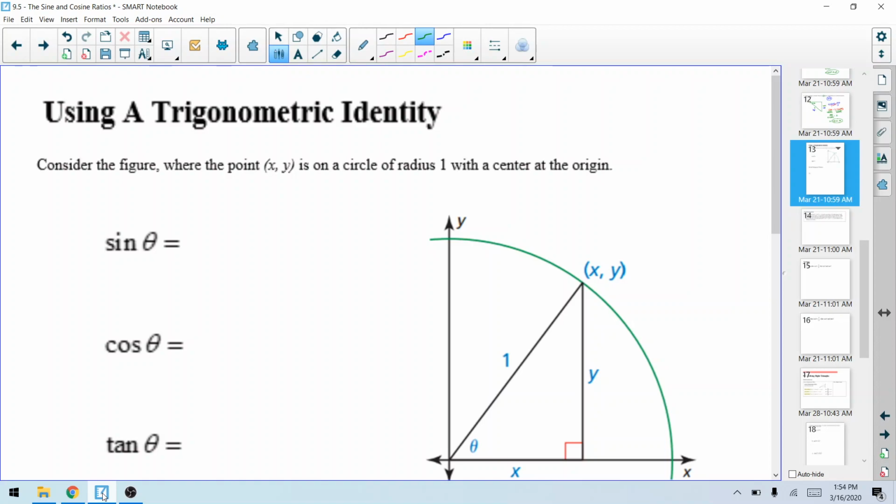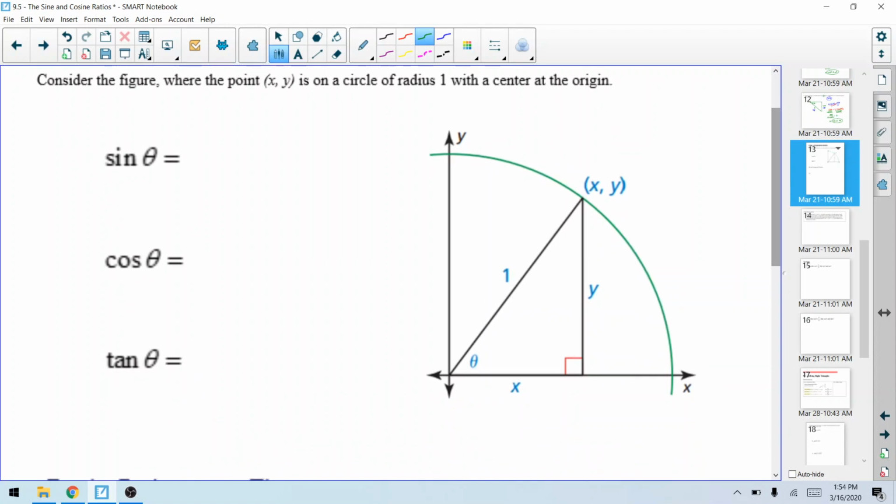So it says, consider the figure, and by the figure I mean the kind of like part circle thing with the triangle in it, where the point xy is on a circle of radius 1 with the center at the origin. So I only took kind of like the first quadrant over here. The green line should be a whole circle, so picture it going the whole way around. And then remember they're talking about a radius, and a radius is always from the center of your circle to the edge of your circle versus a diameter, which goes the whole way through. And they're telling you that the radius is 1.